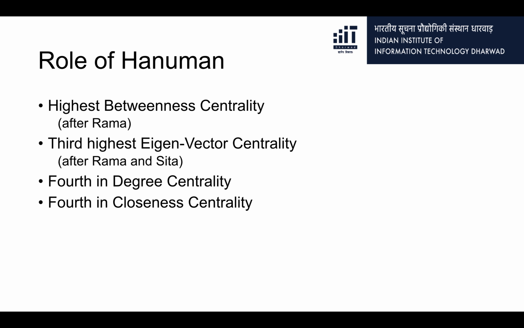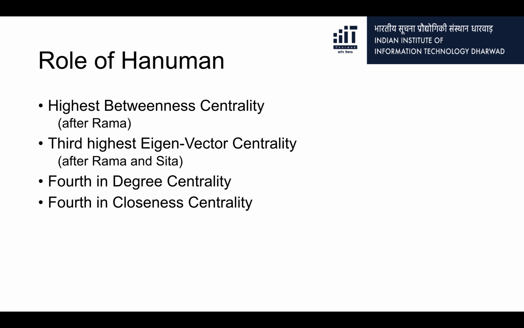Similarly, if we compute all the other measures for Hanuman, he has the highest betweenness centrality after Rama, third highest eigenvector centrality after Rama and Sita, fourth in degree centrality, fourth in closeness centrality, and so on. So, that is mathematically the role of Hanuman in the story of Ramayana. We can find that by applying graph analytics.